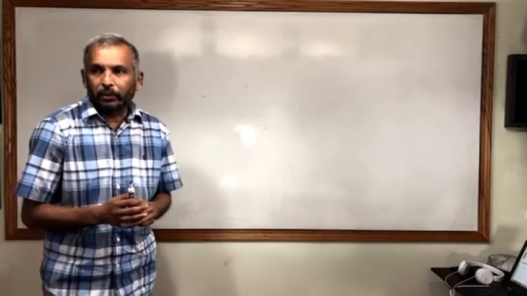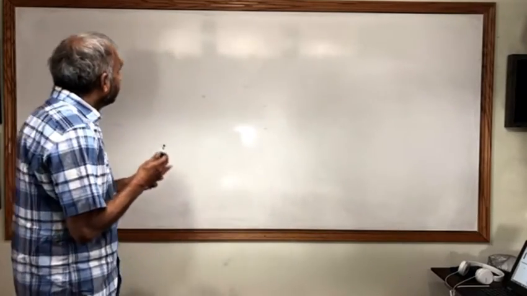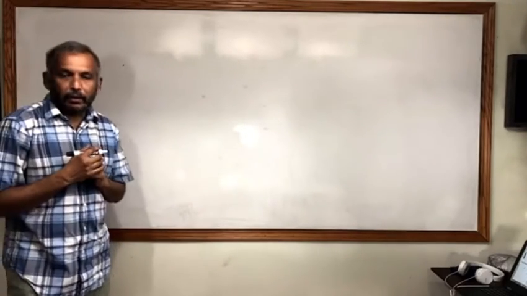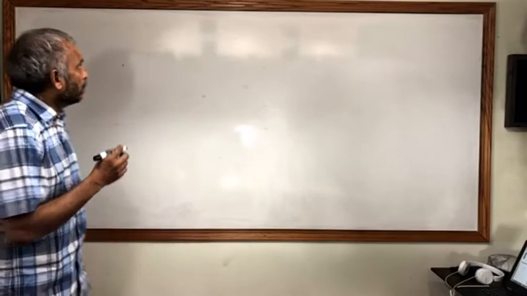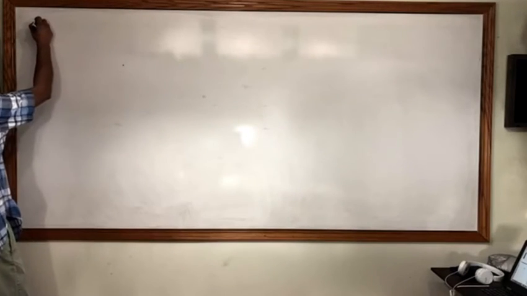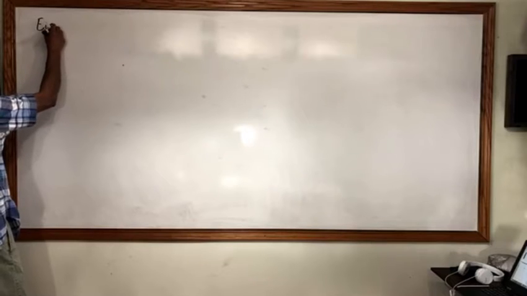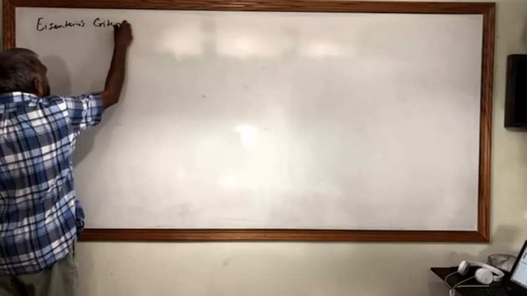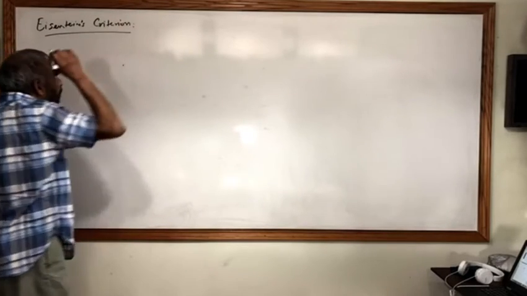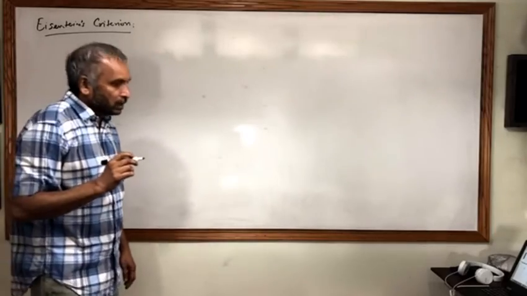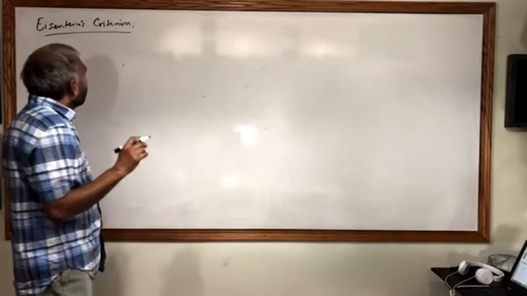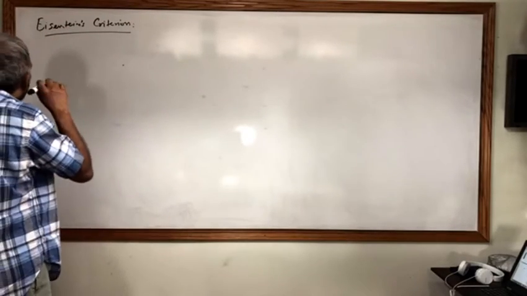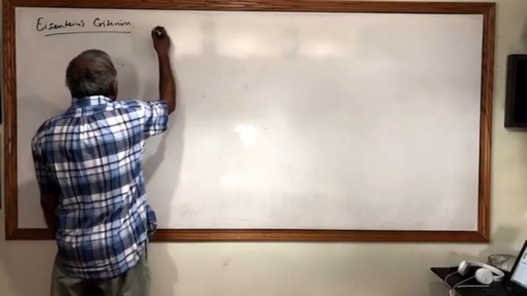Now we are going to discuss a very important tool to find out whether a polynomial is reducible or not. It's called Eisenstein's criterion. This is going to be used in several places in your studies on field theory. So the criterion is like this.